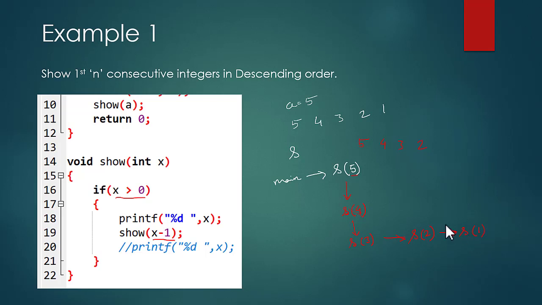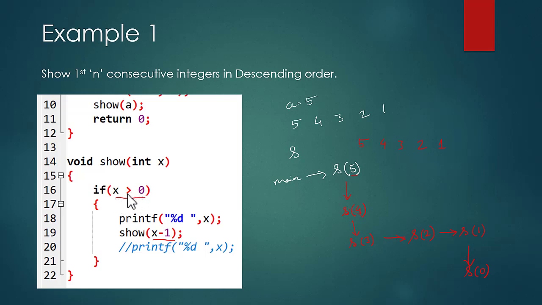So it will call here, the x value will be 1, as the x value is greater than 0, it will print the current value of x, that is 1. Now it will call the show function. This s1 will call itself, but here the parameter will be x minus 1, that is 1 minus 1, 0. So it will call itself with s0, with the value 0. Now as the x value is 0, the if condition will be false.